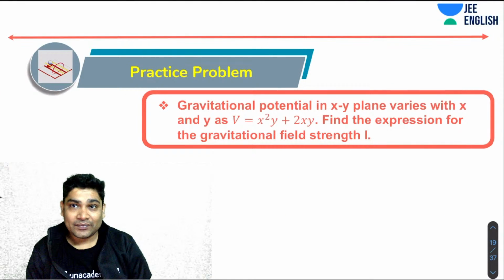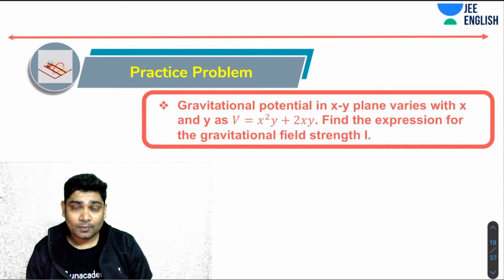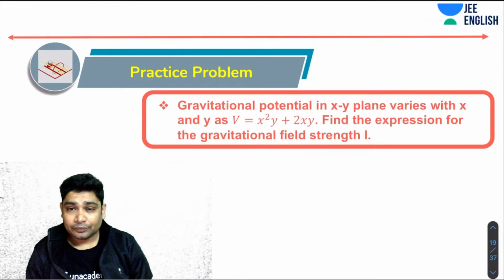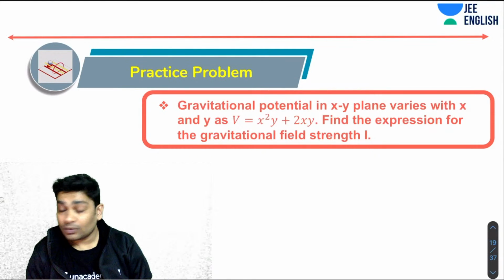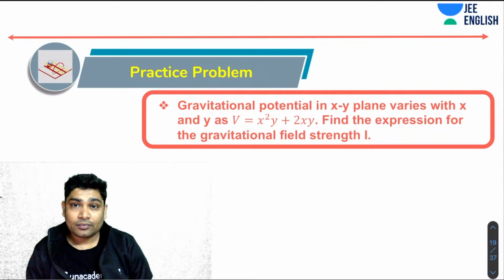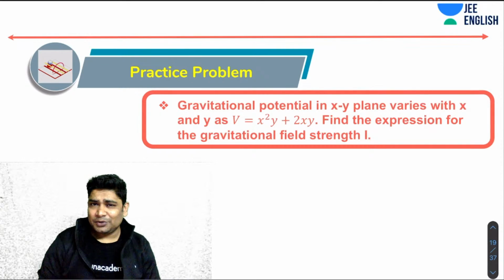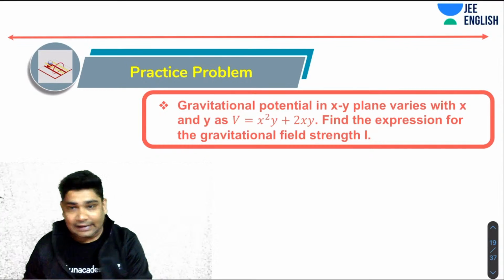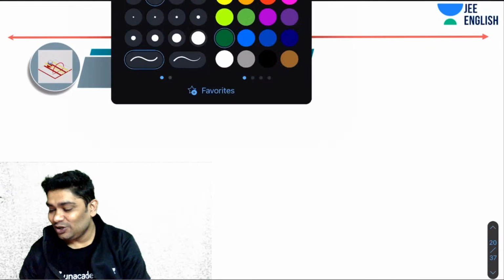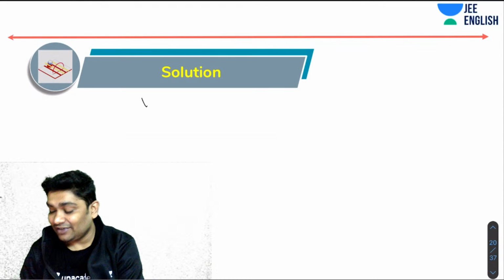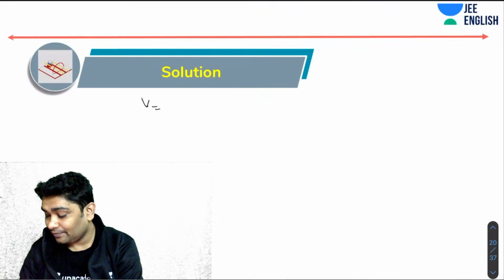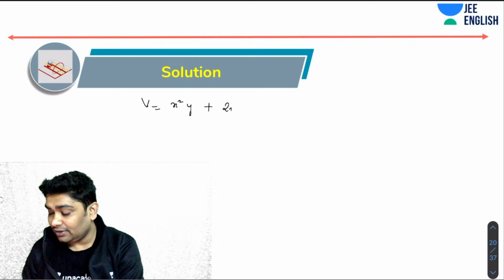Let's see. Okay, this should be super easy. Hmm. Okay, I think you guys may have a tough time just writing the expression. So let's just solve it. So we know the expression for V. V is given to us as x square y plus 2xy, right?